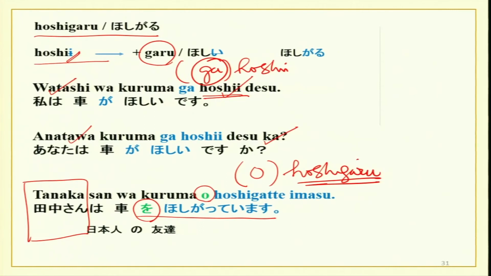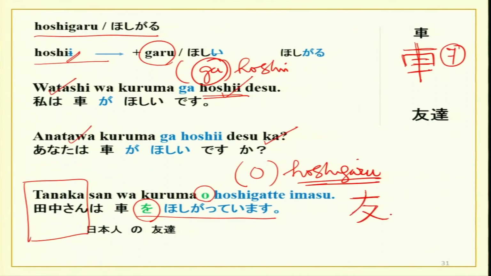Tanaka-san wanted to make friends or have Japanese friends for a long time. So, kuruma, you know, this kanji is very, very simple. It is a 7-stroke character: 1, 2, 3, 4, 5, 6 and 7. So, today we are going to do a lot of words with kuruma, but before that I want to do tomodachi.